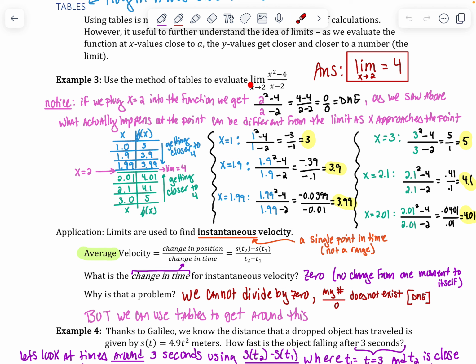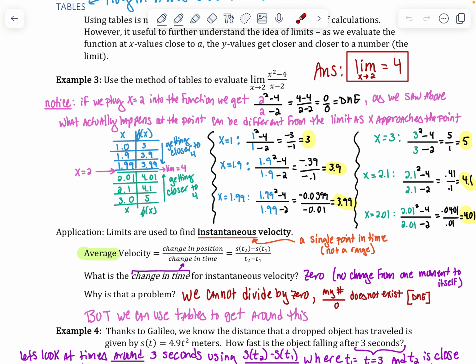So I want to look at the limit going to 2 from the left. So I need a number smaller than 2. For example, 1. I'm going to plug 1 into the function, and I'm going to get 3 out as the function's value. But I should be closer to 2. So if I used 1.9, still to the left of 2, and that little bit closer value gives me 3.9. 1.99 is even closer to 2 from the left-hand side to give me 3.99.